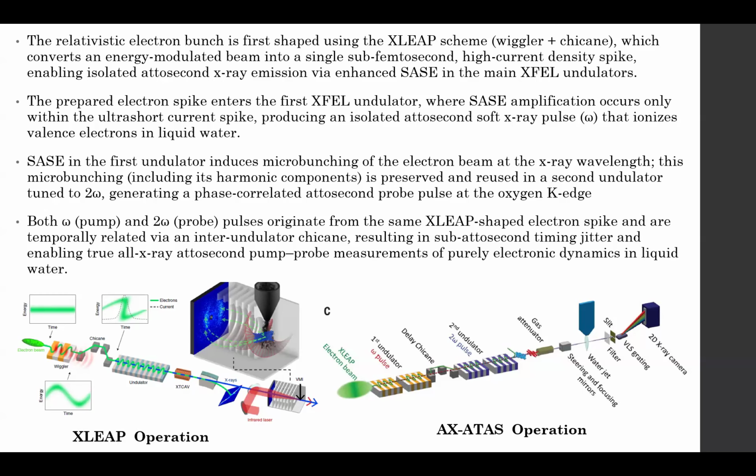This delay chicane, unlike the one in XLEAP, is only there to create a certain delay between the omega and the 2 omega, between your pump and your probe pulse. After it goes through the delay chicane, there's a delay, and it is sent to the second undulator, which is tuned to 2 omega. Now you have your pump and probe pulses, tuned accordingly, and they're spatially overlapped on the same part of the water jet.